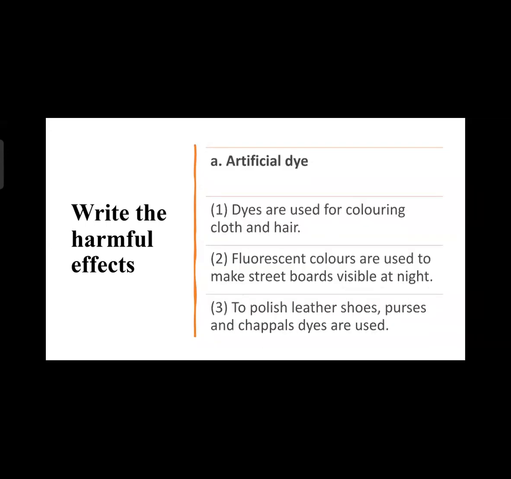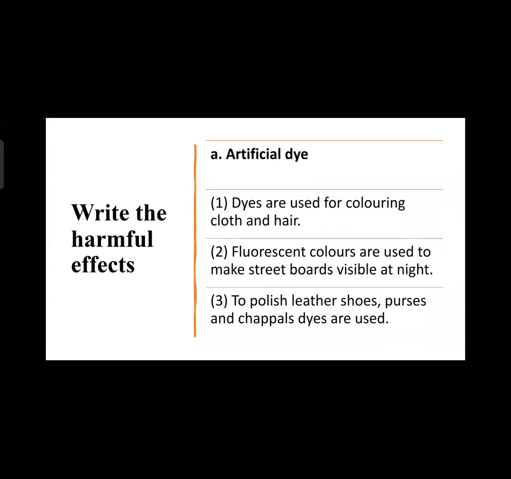Next, write down the uses of artificial dyes and their harmful effects. Dyes are used for coloring cloth and hair. Fluorescent colors are used to make street boards which are visible at night. Also, to polish leather shoes, purses, and chappals, these dyes are used.